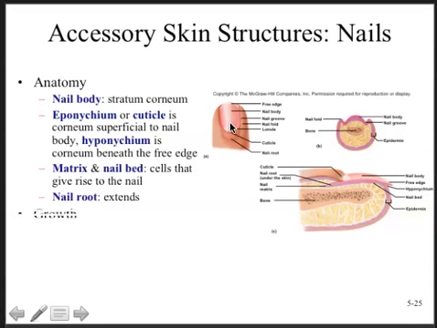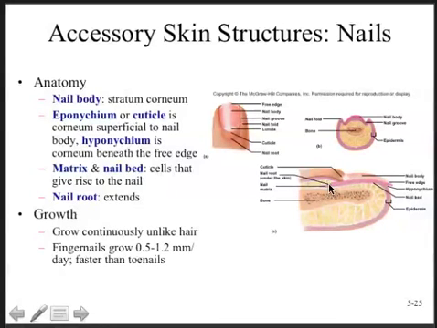The nail root is basically where the nail extends underneath the hyponychium and the eponychium into below the nail bed. This is where the nail is actually generated. Growth is continuous, unlike hair. Fingernails grow between half a millimeter to 1 millimeter a day, faster than toenails do. Now, something that's interesting, of course, about the nails is that they protect the toes and the fingertips.